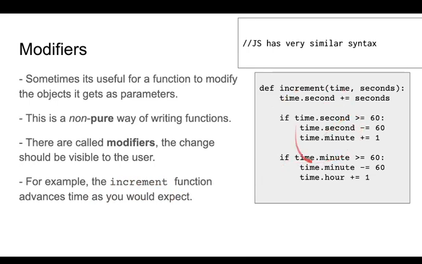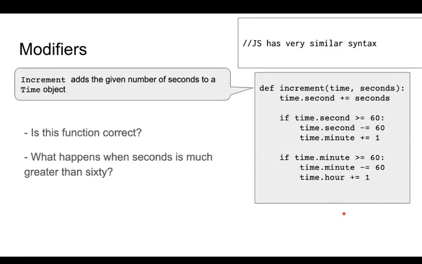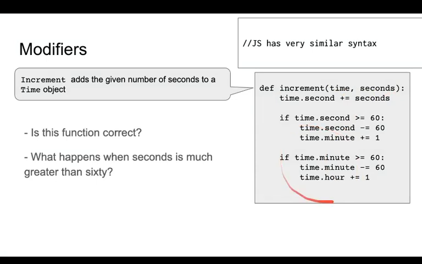So here's the example. You start with a time, let's say 9 hours and 35 minutes, and advance it by a set number of seconds. You add on the seconds, and then do that rounding that was mentioned from before. Yep, there's your time object, there's your seconds, here's your rounding. Think for a moment, pause the video, and answer these two questions. Is this time function correct? What happens when seconds is much greater than 60?